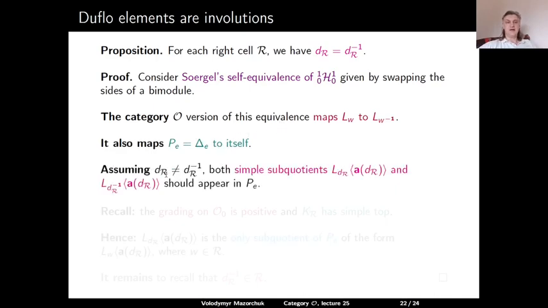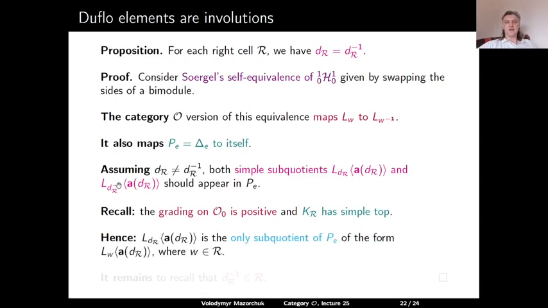So if we assume that d_R is not equal to d_R inverse, then both simple subquotients L_{d_R} and L_{d_R inverse} should appear with the shift minus a(d_R) in the module P_e. But since the grading is positive, we know that d_R inverse belongs to R, and since K_R has simple top, it follows that L_{d_R} is the only subquotient indexed by an element of R which appears in P_e with this shift. And so we get our contradiction. So this completes the proof of this proposition.